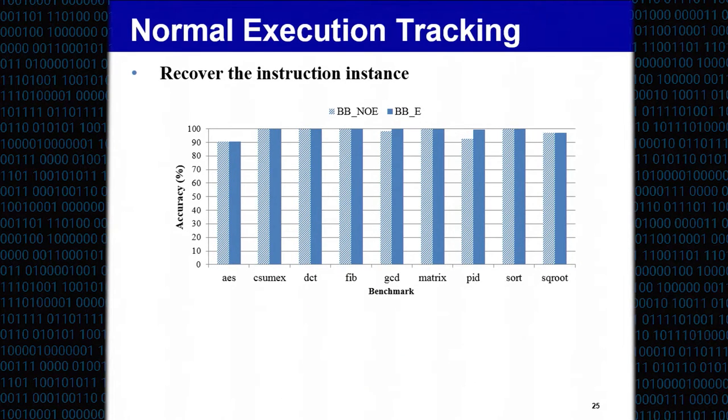Then we show the accuracy of recovering the instruction instance, which can only be answered with our BB model. The result shows, by using basic block as state and the signal extraction technique, our method can achieve very high accuracy in recovering the instruction instance. This also demonstrates that by modeling emission distribution function for instruction type, we can also accurately recover the instruction instance.